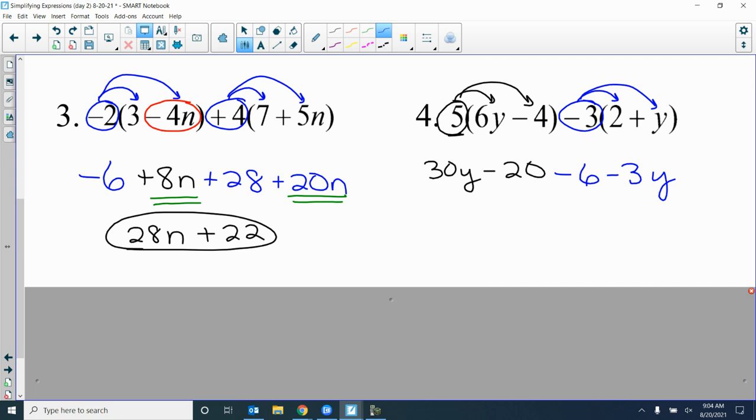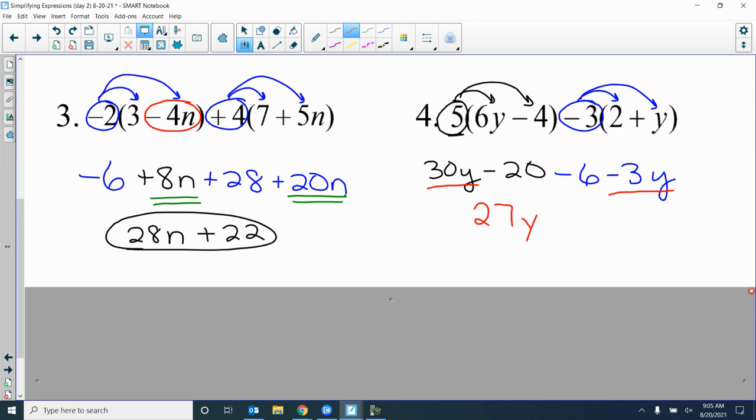Rylan, help me out here. Okay, my variable here is y. Do I have another y term? Yeah. Where you at, Rylan? Okay, Rylan. What other term is there with y? Negative 3, -3y. Okay, 30 minus 3 is how much? 27 what? Okay, done with that.